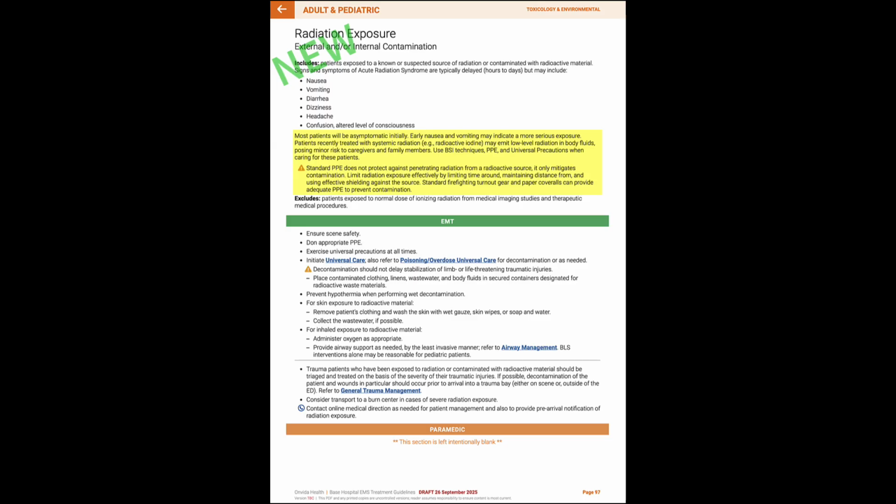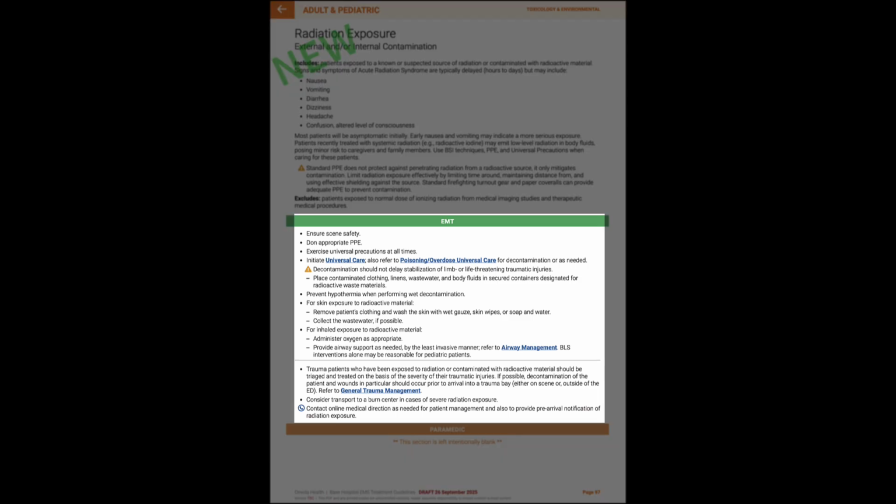To limit your own exposure, follow the basic radiation safety principles of time, distance, and shielding. Standard turnout gear or disposable coveralls can provide reasonable protection from contamination, but not from the radiation source itself. The EMT section gives detailed practical guidance, including ensuring scene safety, wearing PPE, starting with universal care, including body substance isolation and decontamination steps. Use wet wipes, gauze, or soap and water to clean exposed skin.